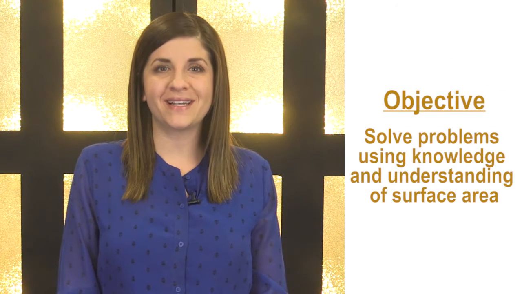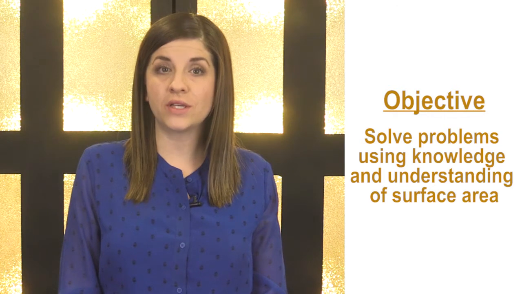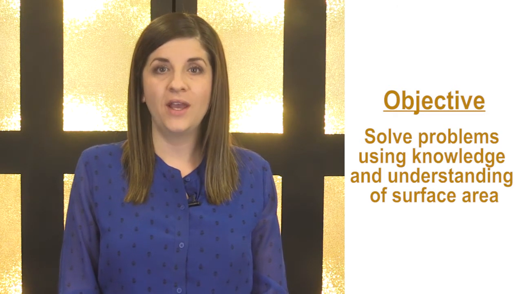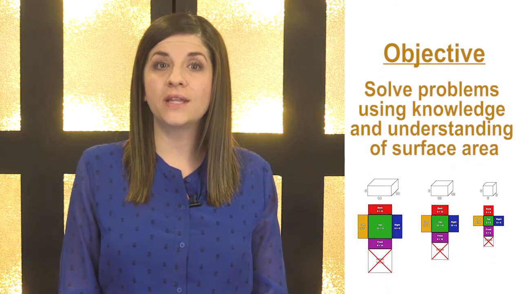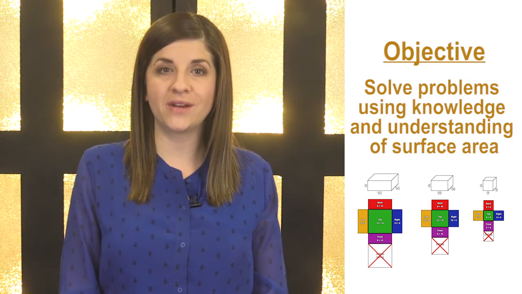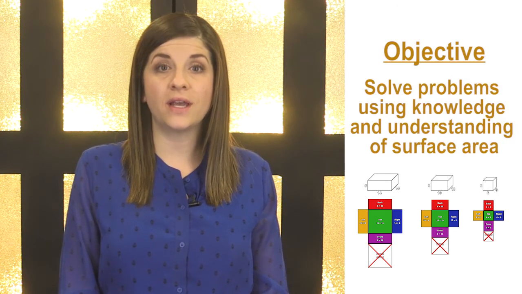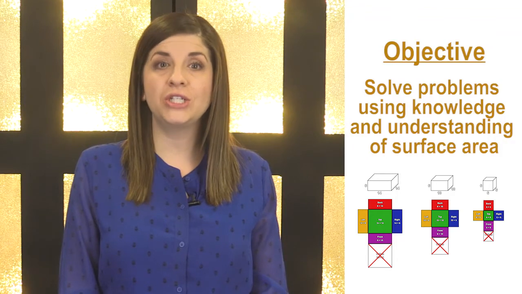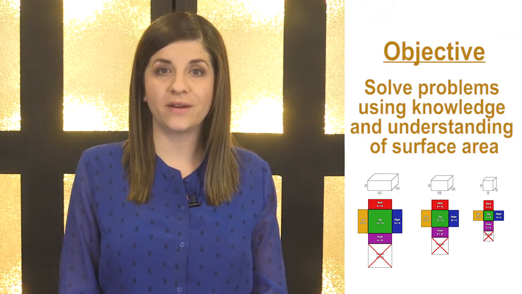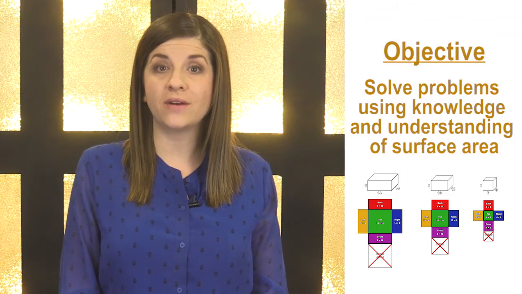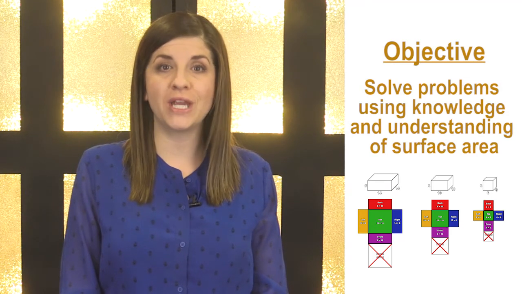The objective for this lesson was to solve problems using the knowledge and understanding of surface area. We met this objective by calculating the amount of fondant needed on a 3-tier cake. We found the surface area, not including the bottom, of each tier by drawing the nets for each layer. Then we multiplied the surface area by the amount of fondant needed for each square inch.